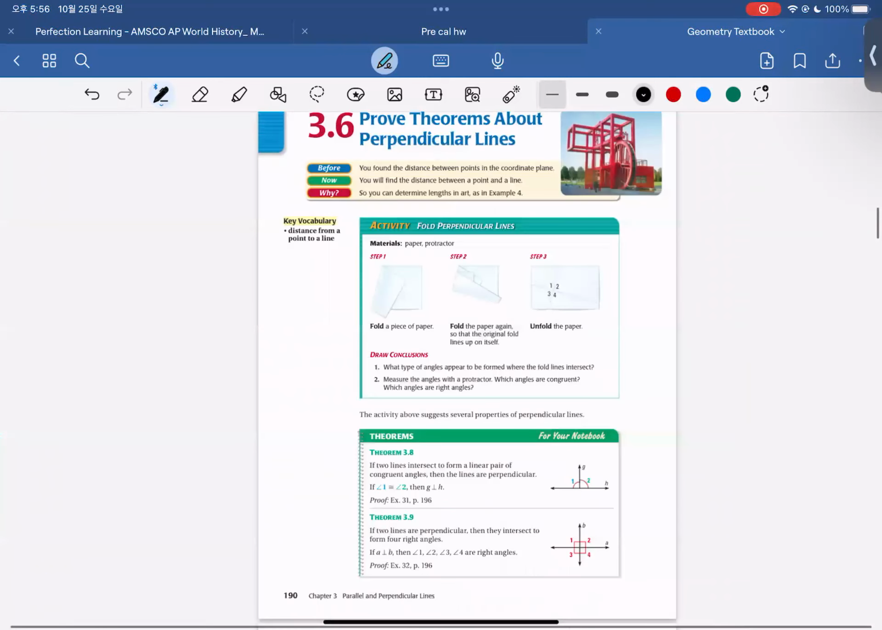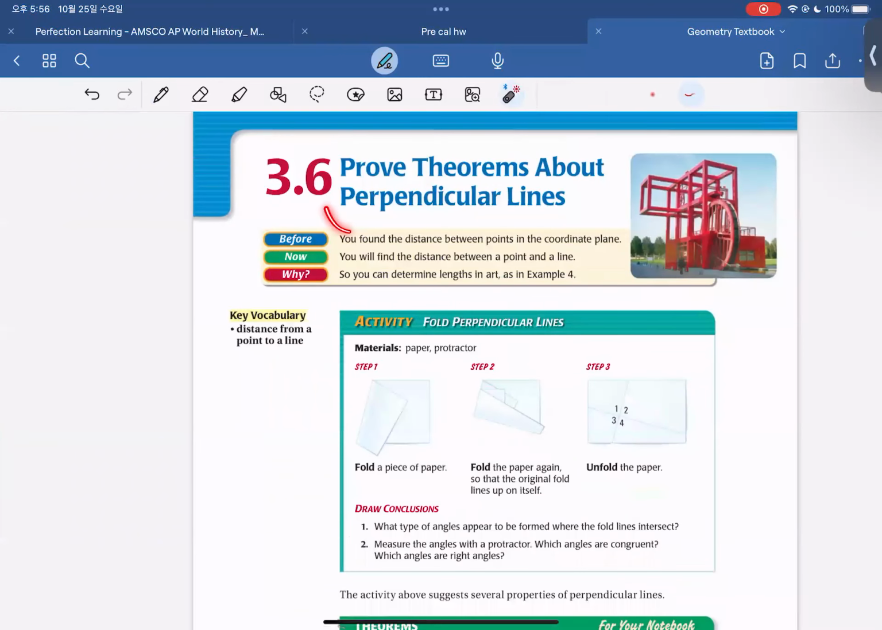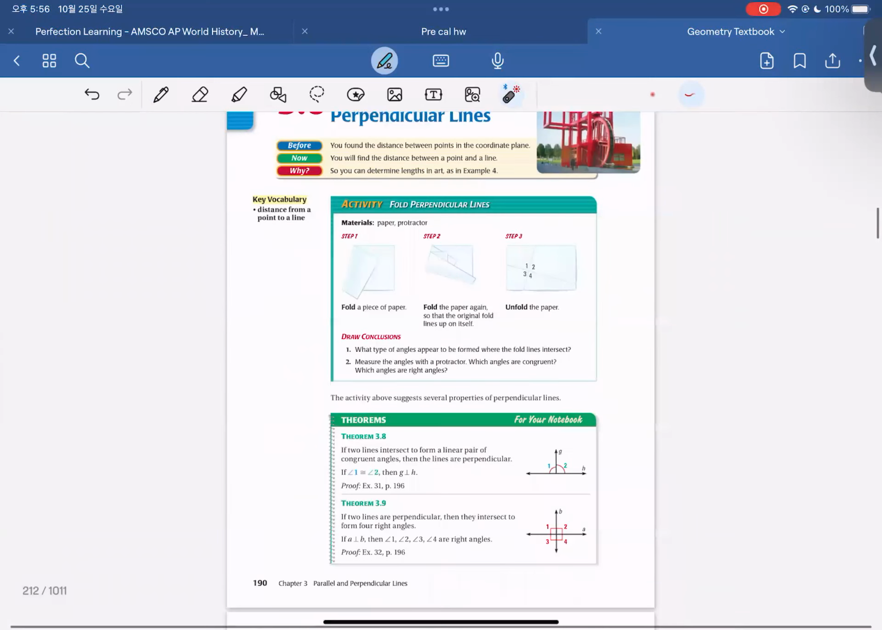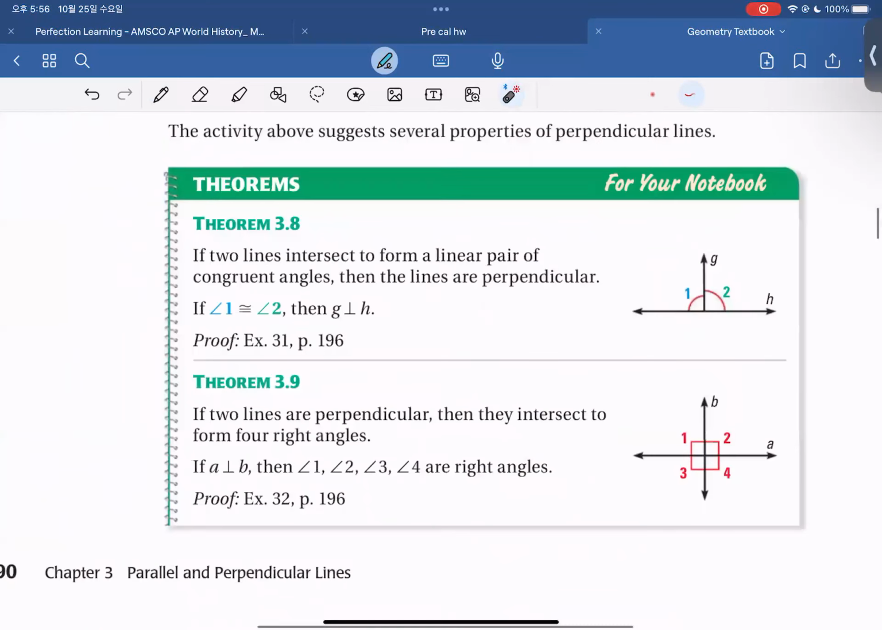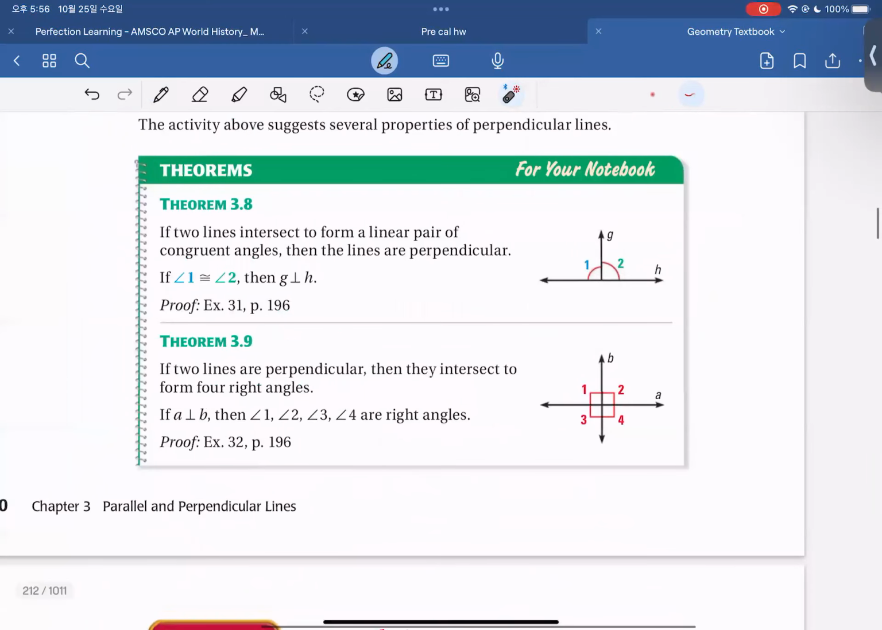So lastly, let's look at some proving. Prove theorems about perpendicular lines. These are some really basic theorems about perpendicular lines. If two lines intersect to form a linear pair of congruent angles, remember that a linear pair equals 180 degrees, then the lines are perpendicular.